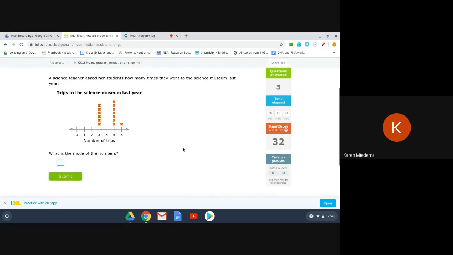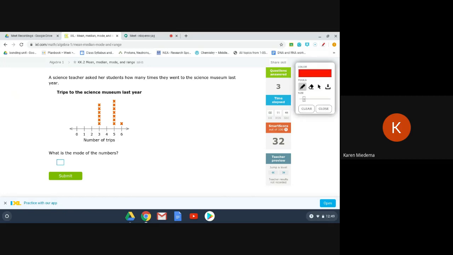Okay, let's take a look at this problem. Now, you may have seen this before in middle school. You may have forgotten what it is. This here is often called a dot plot. A lot of times you'll see them with actual dots above the number line. This one here has X's instead, but typically they call these dot plots. Each of these dots represents a piece of data. It says a science teacher asked her students how many times they went to the science museum last year. Trips to the science museum last year.